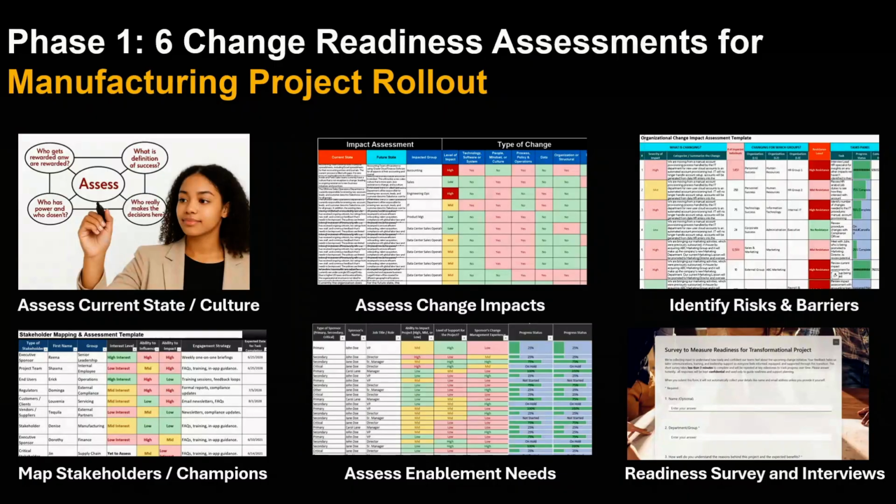For phase one, when implementing your manufacturing project, there are 6 change readiness assessments you should do to help you really understand how ready the organization is for the manufacturing project implementation. The findings from your 6 readiness assessments will tell you exactly where you and the team should focus your entire change management efforts for the manufacturing program implementation.